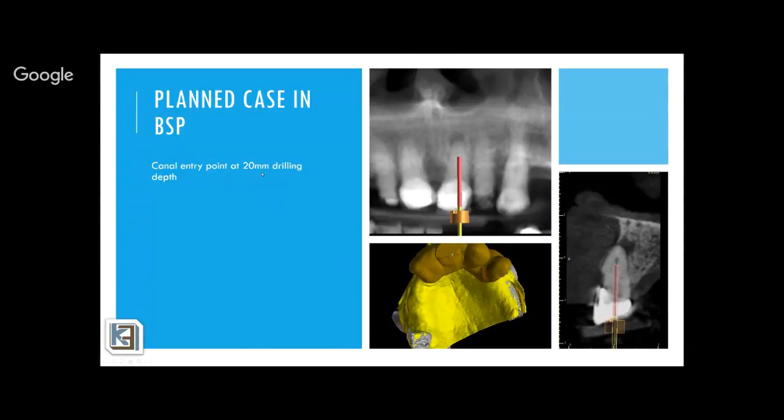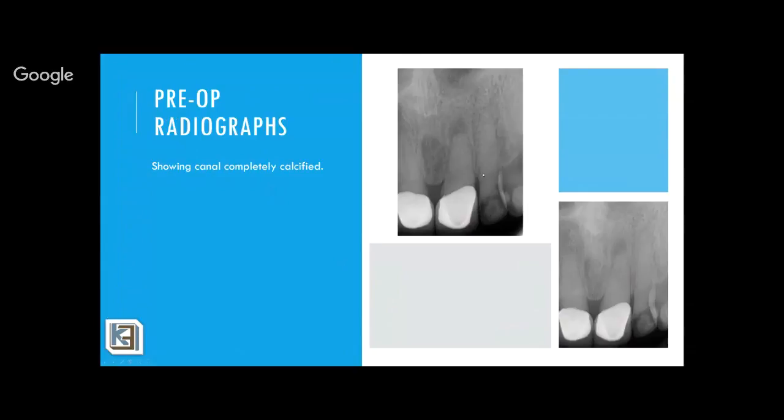The canal entry point was at 20 millimeter depth, which is as deep as I can go even with the longer drill on the Muntz burrs. And that's why the limitations on these burrs are significant. So even my long drills may not get me to the entry point on that canal. So these are the preoperative x-rays showing complete calcification of the canal and the periapical lesion that's there. And I had to drill through a porcelain fused to metal crown and through the tooth to be able to get down there.